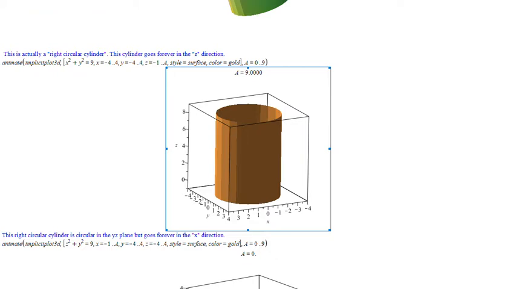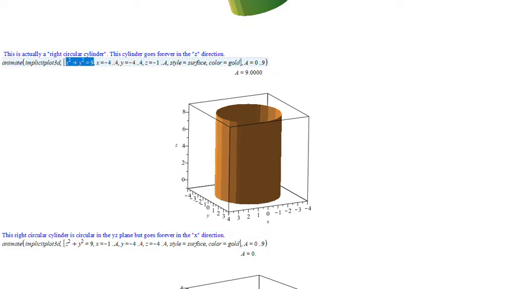If you look at the equation for the surface, x squared plus y squared equals 9, you notice that in 3 dimensions you don't have any mention of the Z. That means there's a circle with a radius 3 for every value of Z forever.